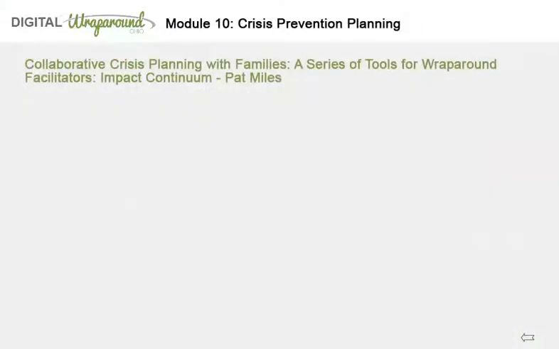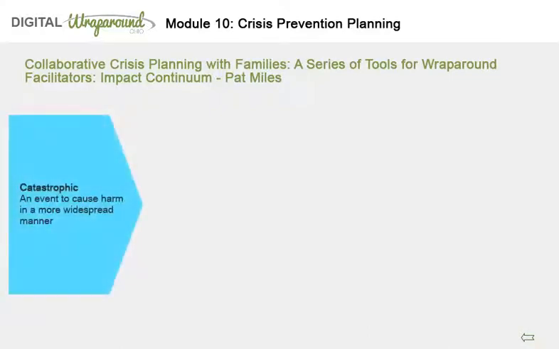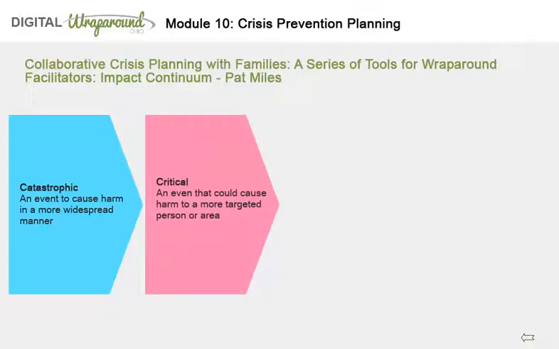Another approach to helping families and teams address crises and safety has been developed by Pat Miles, as cited in her document, Collaborative Crisis Planning with Families, a series of tools for wraparound facilitators. Pat's approach views crises and safety on a continuum, with two different dimensions impacting the direction of planning. The first dimension to consider is the family and team's views of the potential severity of the event. Take a look at the continuum on the slide.